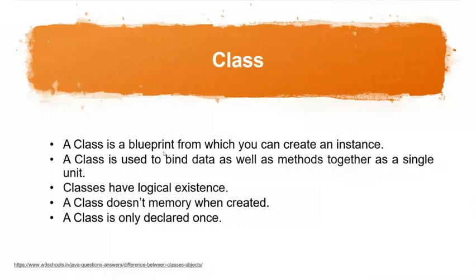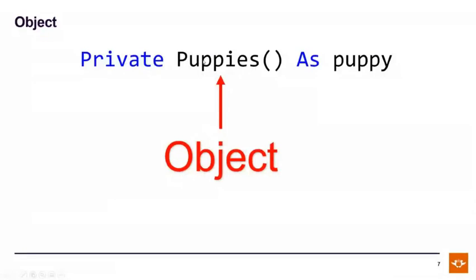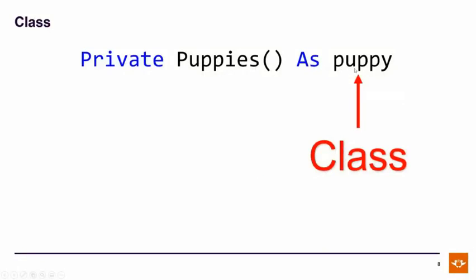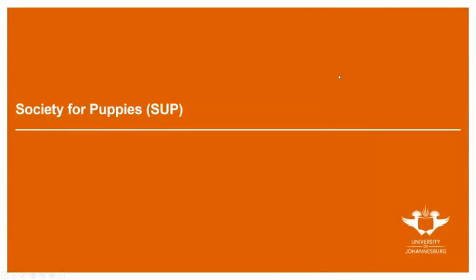Okay, so is everyone okay with objects and classes? The basic idea: object, class. Keep that in mind. Objects and classes. The class is generally the data type.